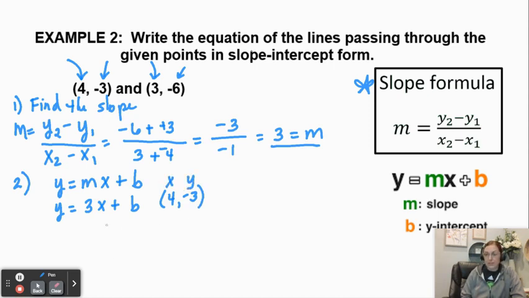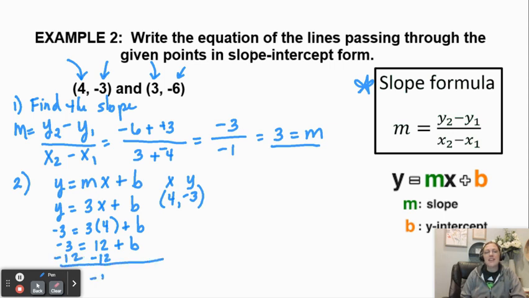So let's put in place of y the -3. In place of the x, we'll put 4. And don't forget, we don't know b yet, so we're going to figure that out. So 3 times 4 is 12. And then I need to solve for b. So I'm going to do the opposite of adding 12, which is to subtract 12 from both sides. And it looks like we've got -15 equals b.